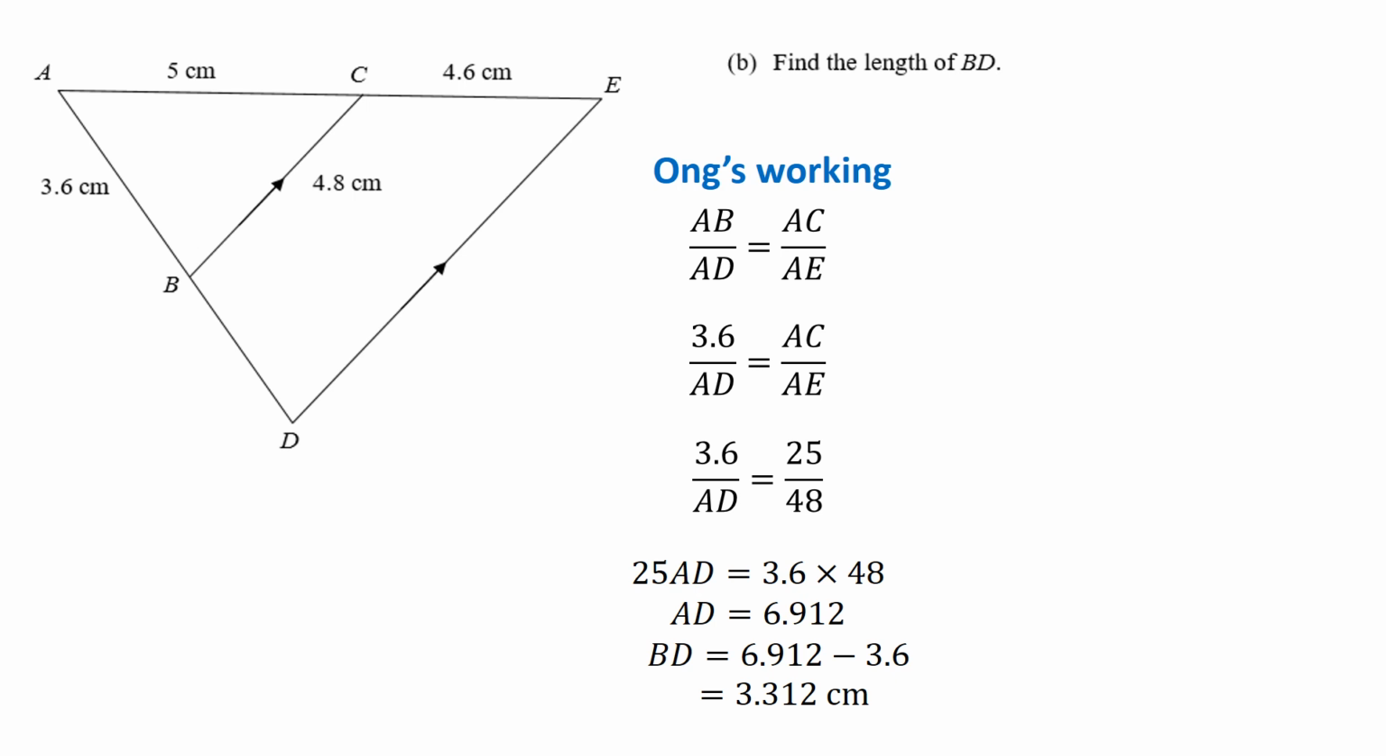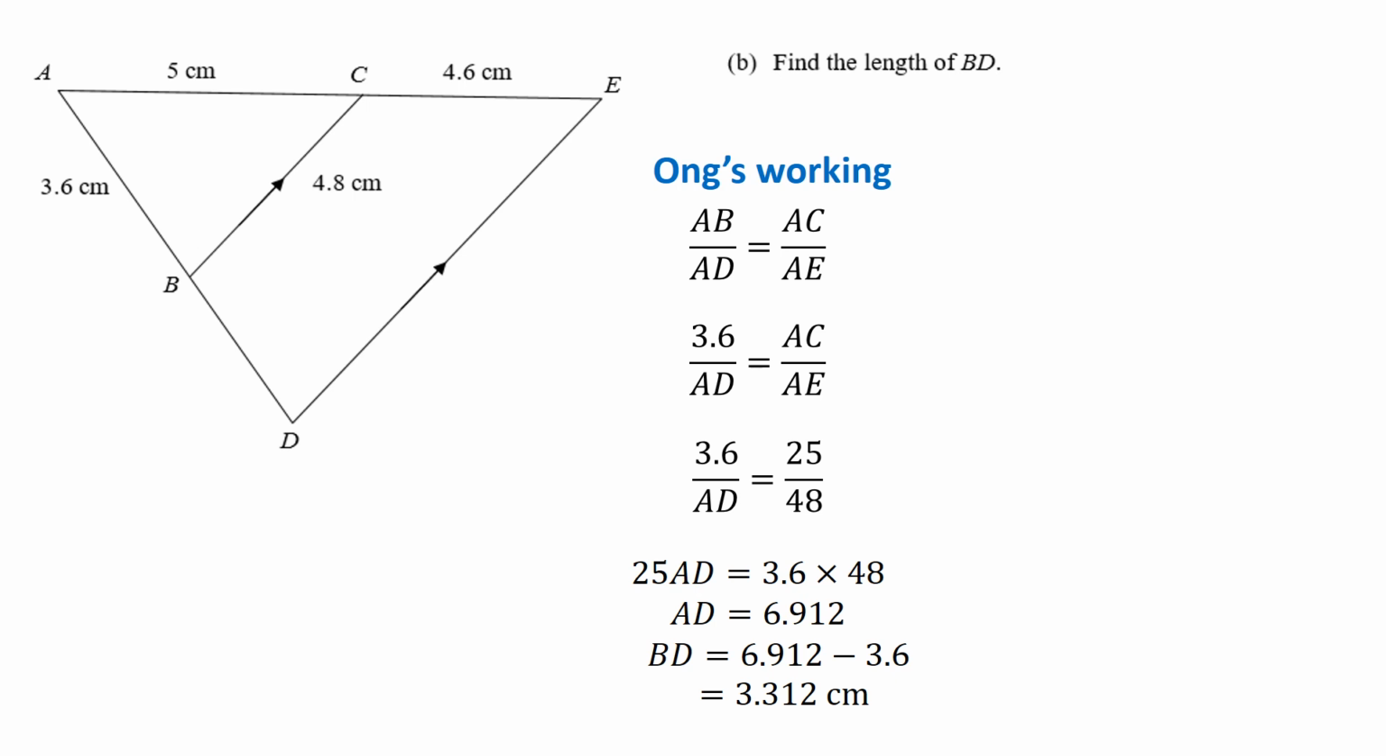Right, so the simplest way will be the shortcut, just do a cross multiply. AD multiplied by 25 will be 25 AD. 3.6 times 48. To find AD will be 3.6 times 48 divided by 25. That gives you 6.912. But bear in mind that you need to find the length of BD. So BD is equal to AD minus AB. So we use 6.912 minus the value of AB, which is given to be 3.6. So the answer for BD will be 3.312 centimeters.